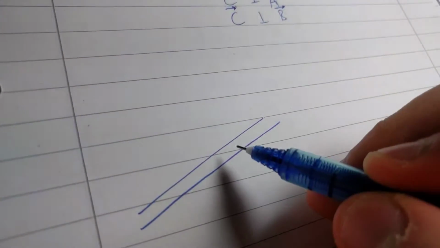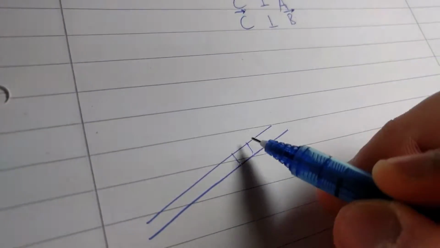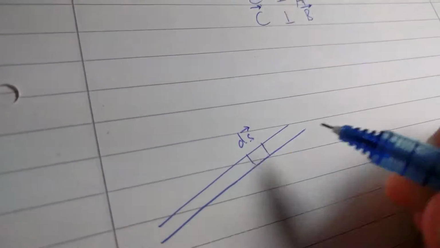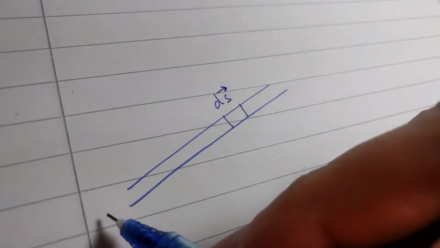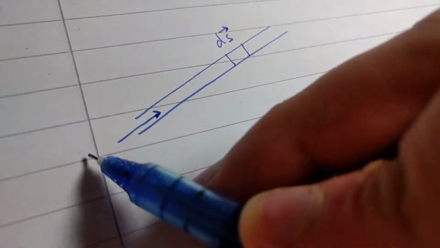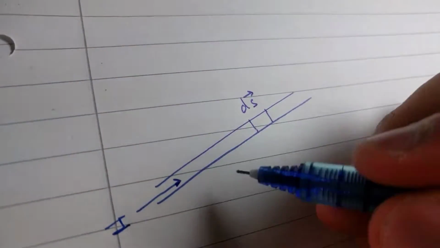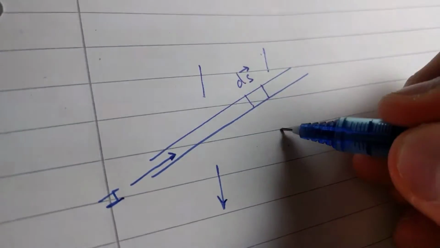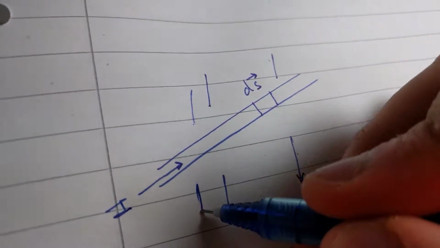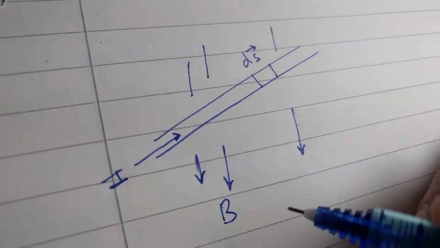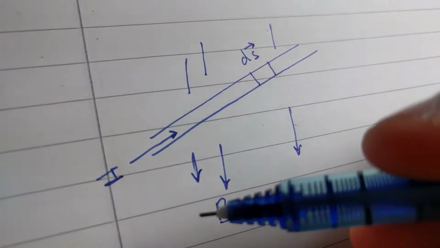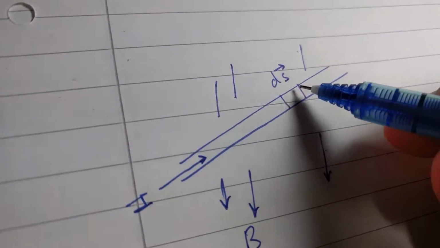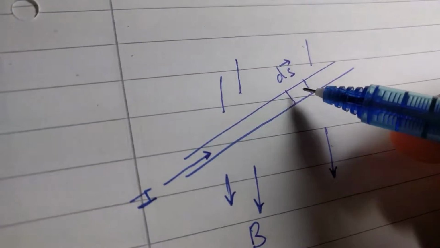So let's assume a long conductor here, and here you have a very small section of the length of the conductor, which we will assign a value of ds, and we have the current flowing in from here, and we have magnetic fields that go this direction. So we have a bunch of magnetic fields that go this direction, and we give them the value B.